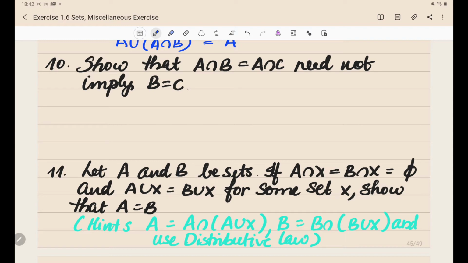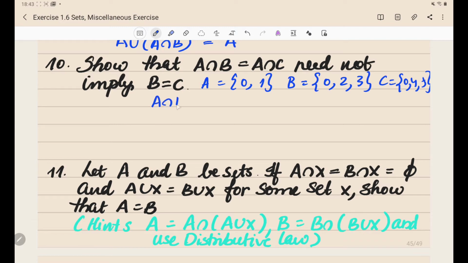Now let's discuss the 10th problem. Show that A intersection B is equal to A intersection C need not imply B is equal to C. That is, if A intersection B is equal to A intersection C, it doesn't imply that B is equal to C. B and C can be separate sets and they don't have to be equal sets. Let's take an example. Let's say A is equal to {0, 1} and B is equal to {0, 2, 3} and C is equal to {0, 4, 5}.